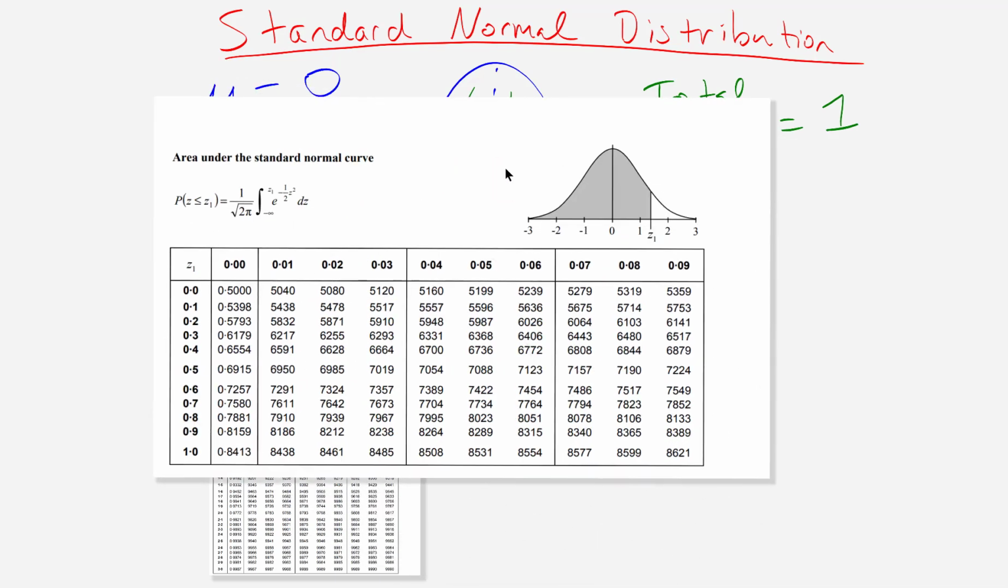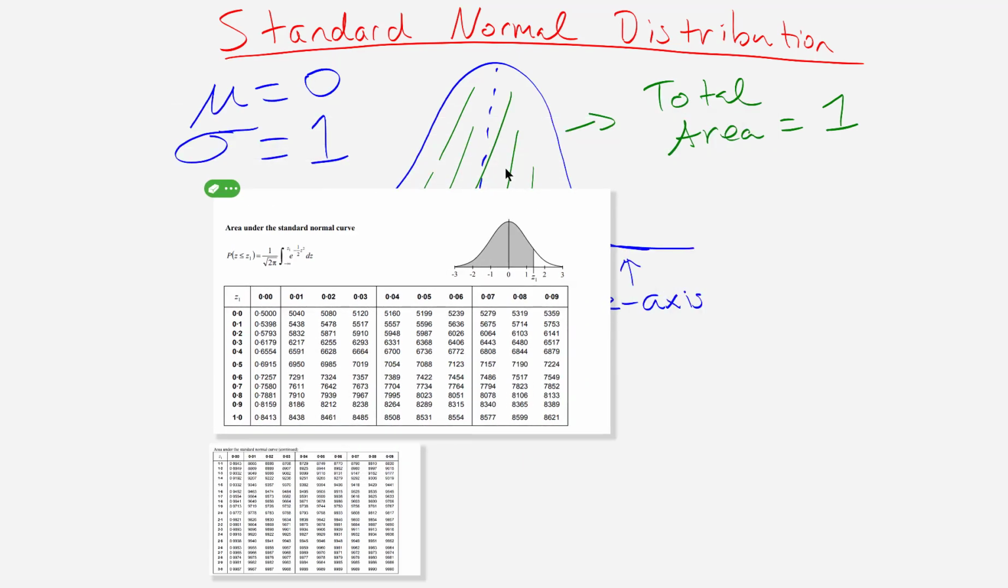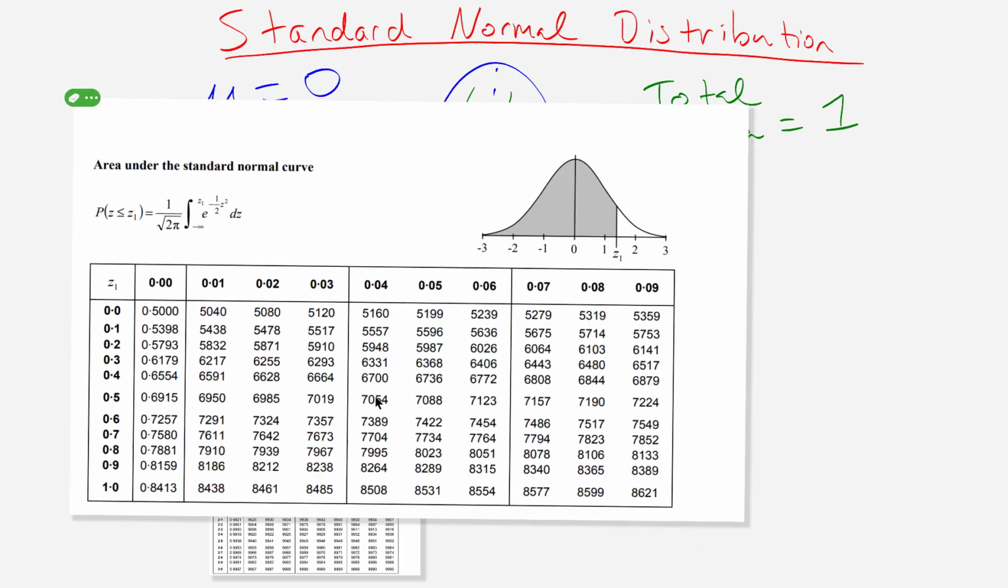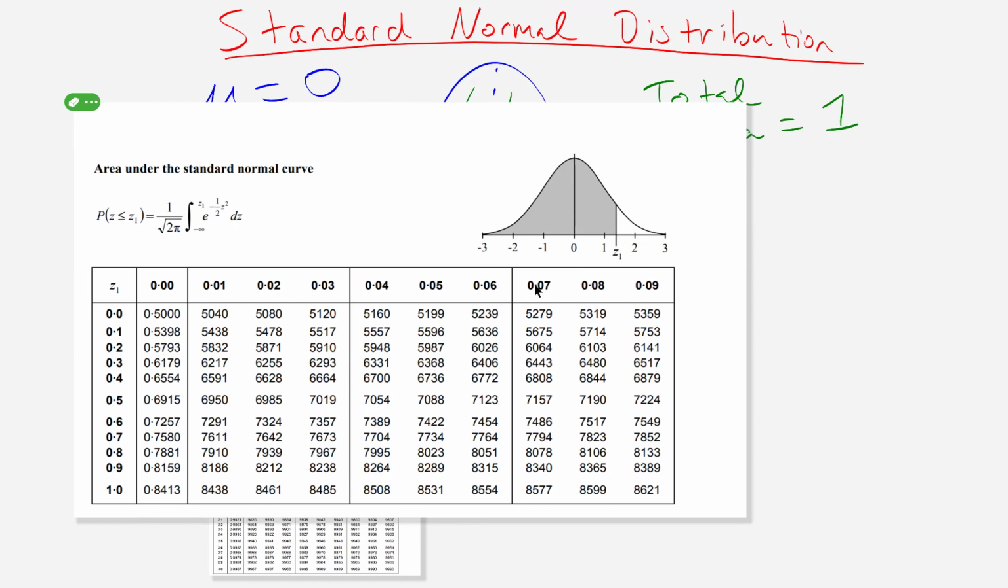These are on page 36 of your log tables, but I'll actually upload these 2 images as well. So if you don't have your log tables, you can just use these 2 images. What you can see from the log tables is you have these values in bold. The values in bold that are across the top and down the side are the Z values, the values that you have on your Z axis. And the decimal place values in here are all 4 decimal place values. They're all areas.